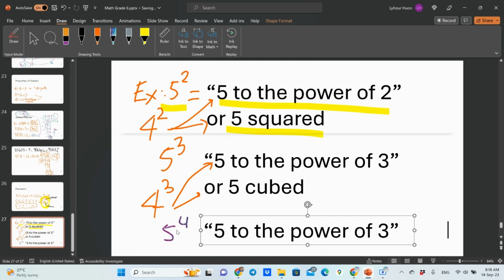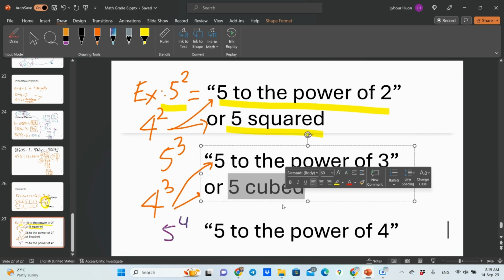Okay. So, when 5 to the subscript of 4, this is called 5 to the power of 4. Do they have the nickname? No. We only have the nickname for power 2 and power 3. From power 4, power 5, power 6, we don't have the nicknames. The nickname is 5 square, 5 cube.